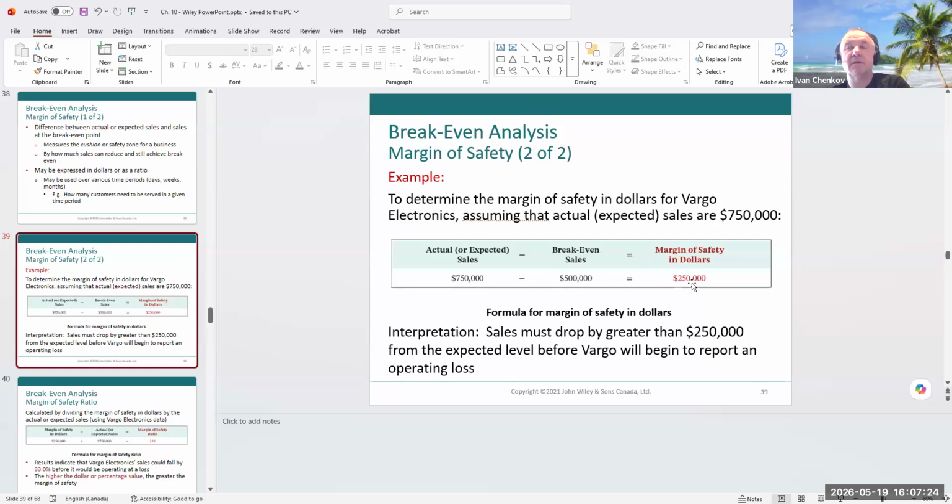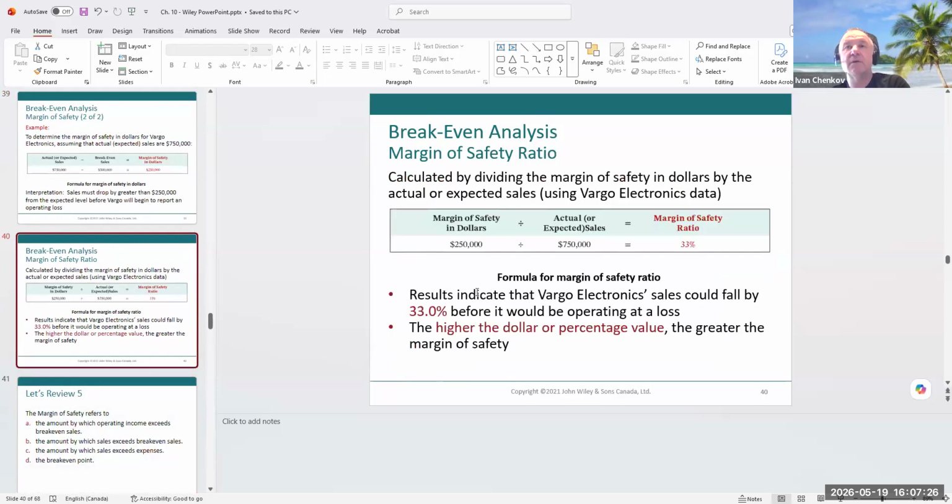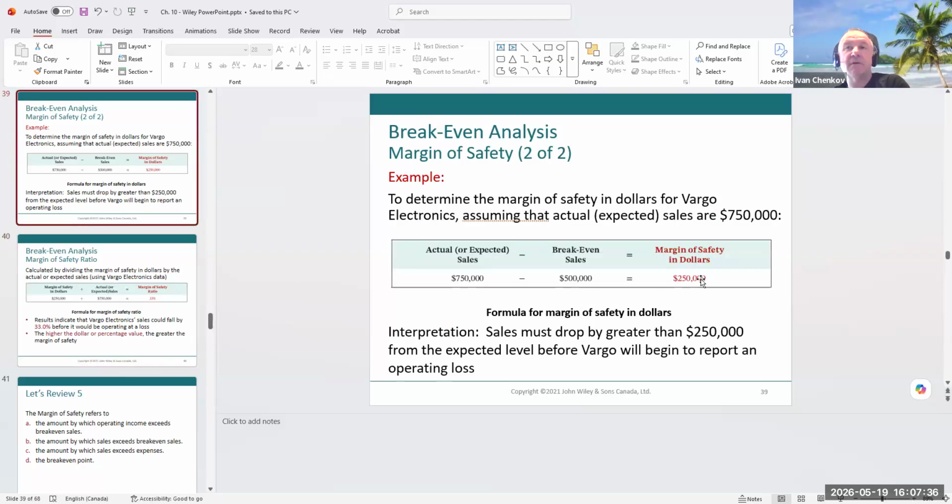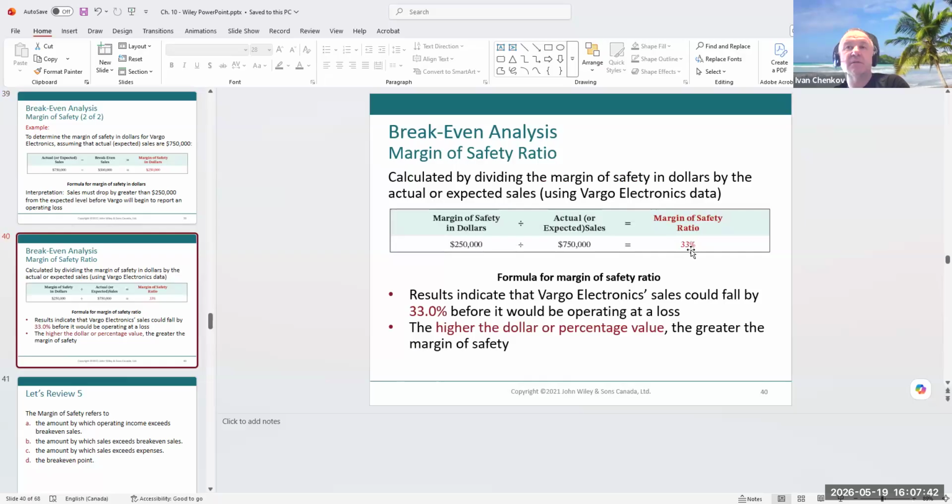You can see this as total sales, you can express it as a number of units, and you can also express it as a percentage. Given a margin of safety of $250,000, where the actual sales are $750,000, you are 33% above the break-even point.